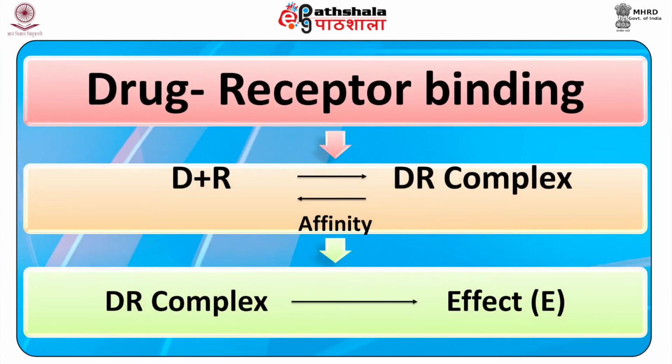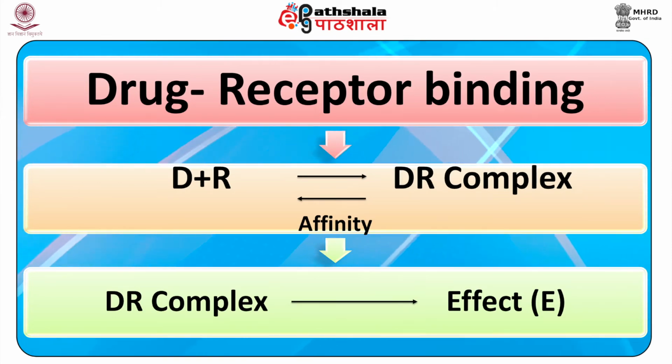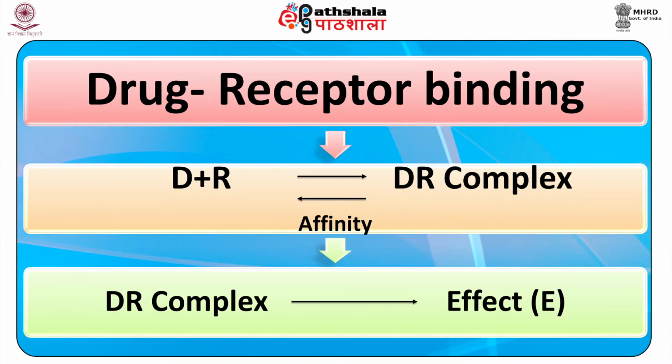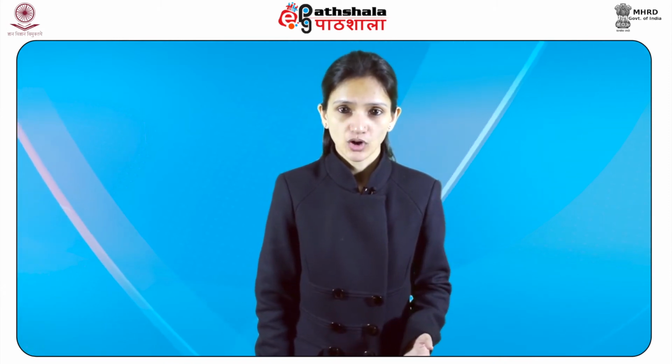Next is drug receptor binding. D plus R, that is drug plus receptor, with affinity, gives a DR complex, that is the drug receptor complex. The DR complex gives effect, that is E. Covalent bonds are steady and fundamentally irreversible. Electrostatic bonds may be strong or weak but are typically reversible.